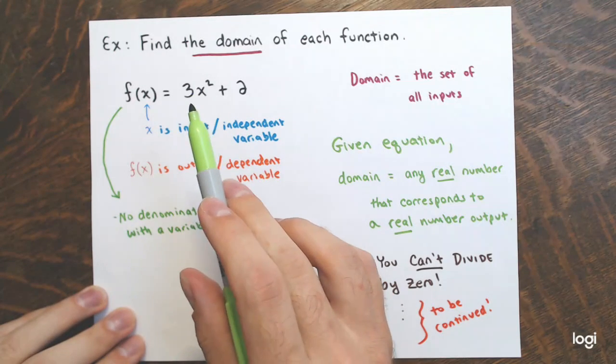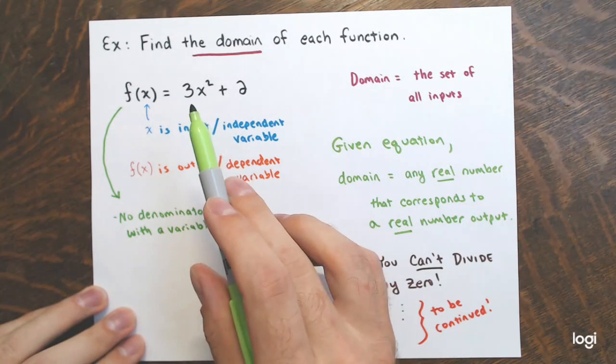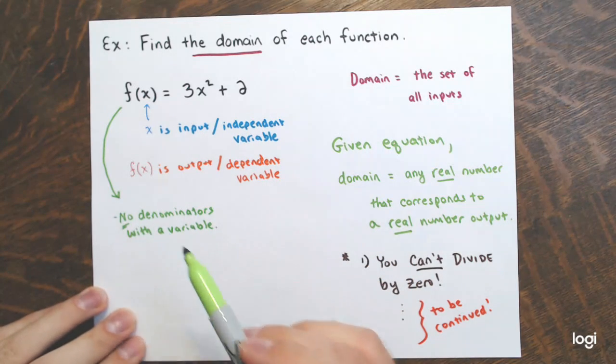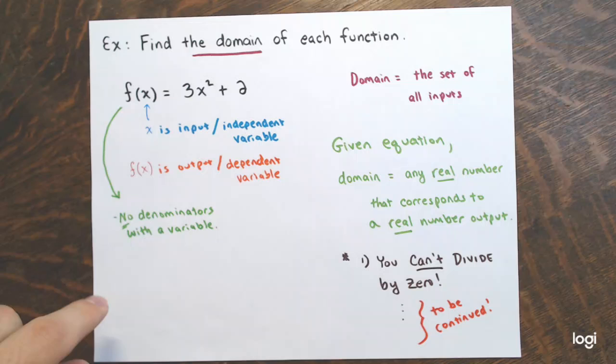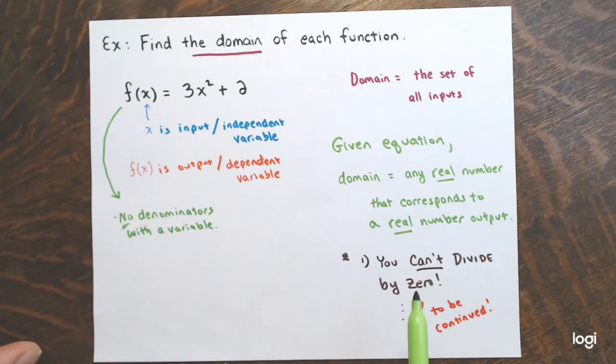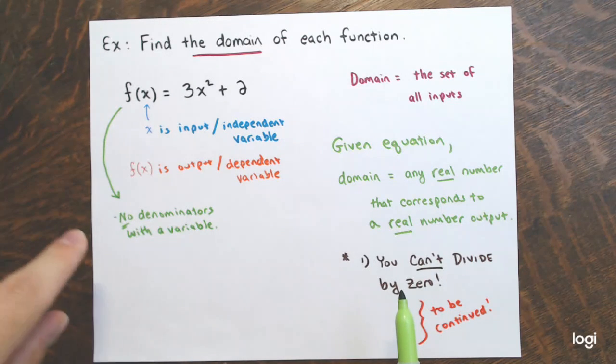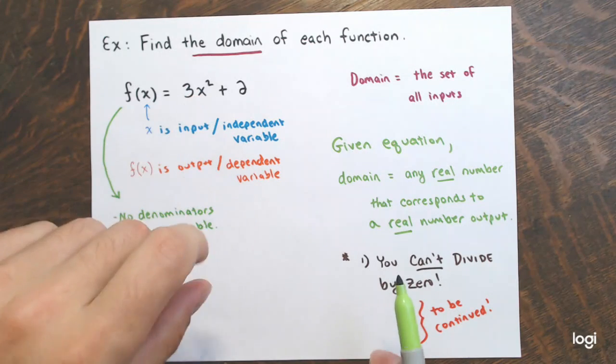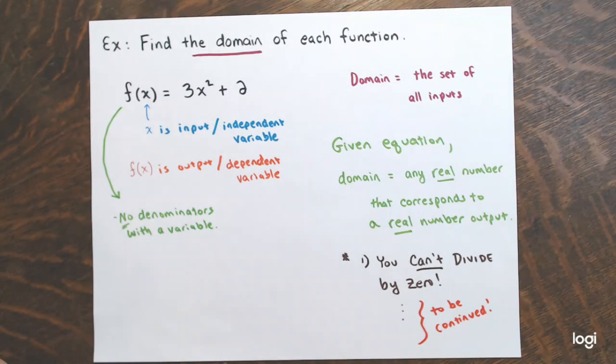There are technically denominators of 1. You can write 3x squared over 1, 2 over 1, but again, there are no denominators with a variable. And that's all I'm really focusing on right here. So because there are no denominators with a variable, I can replace x with any real number, and the output it corresponds to will also be a real number. We'll talk about this in future videos, I won't end up with imaginary outputs, or any non-real outputs.